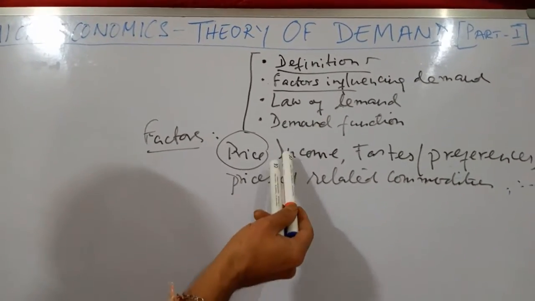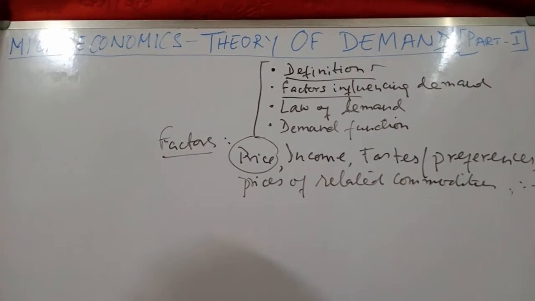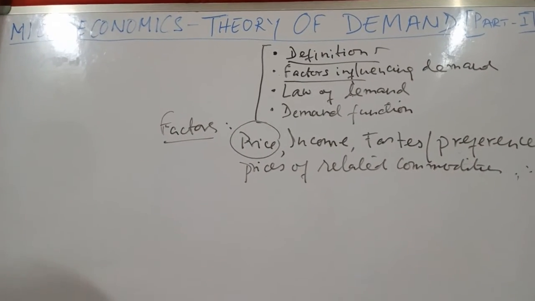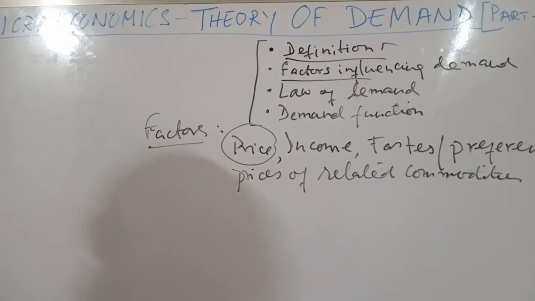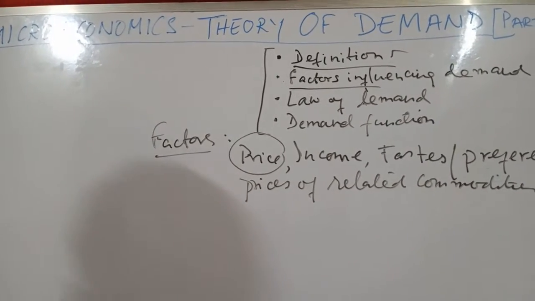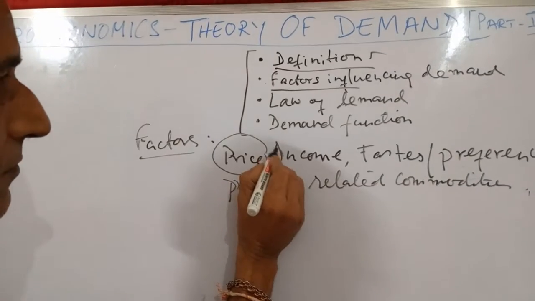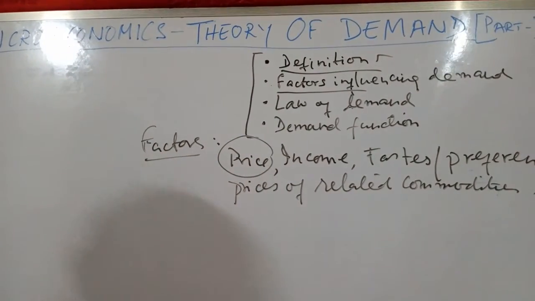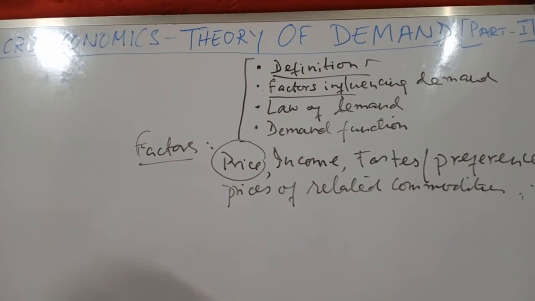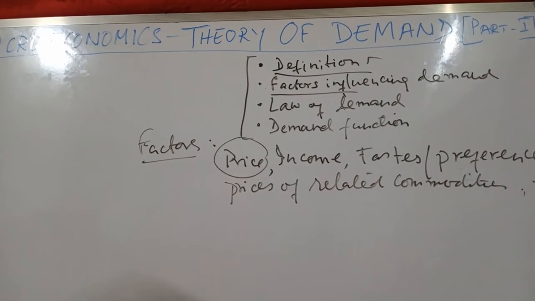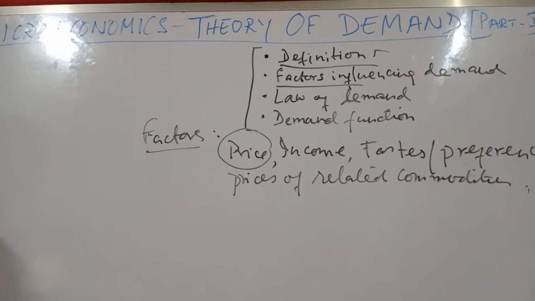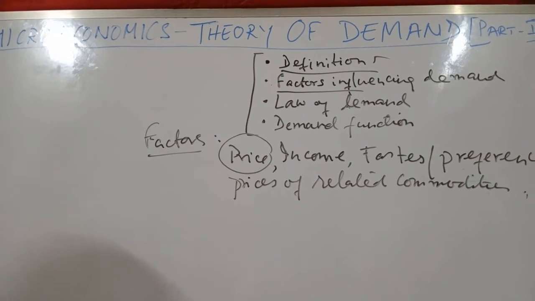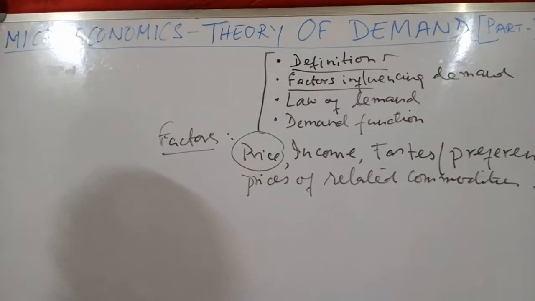Next, income. The consumer won't be able to purchase anything, whatever be the price, if he or she does not have any income, right? And as income of the consumer increases, he will purchase more of the commodities, and when income falls, he or she will purchase less of the commodities. Correct?